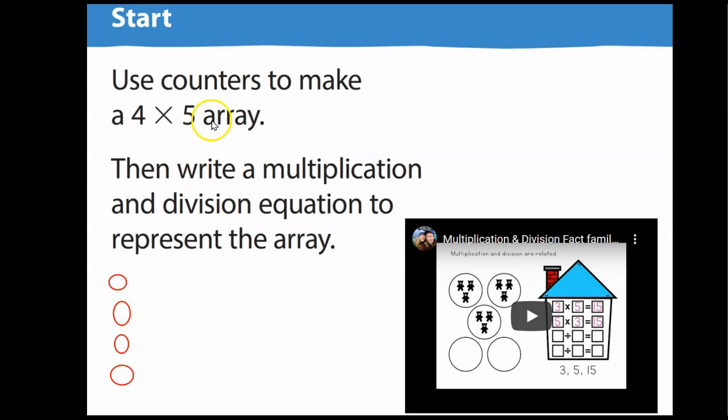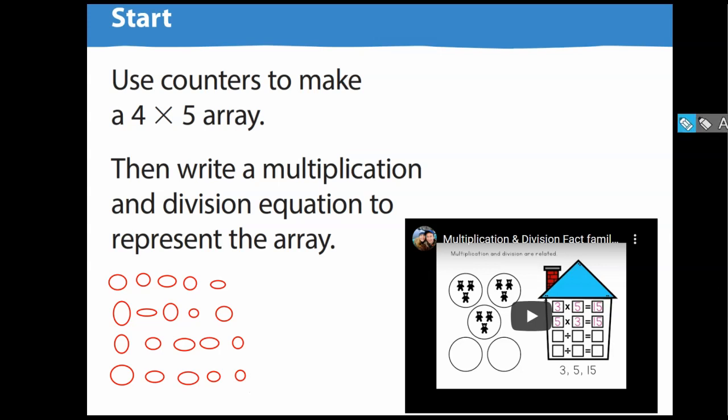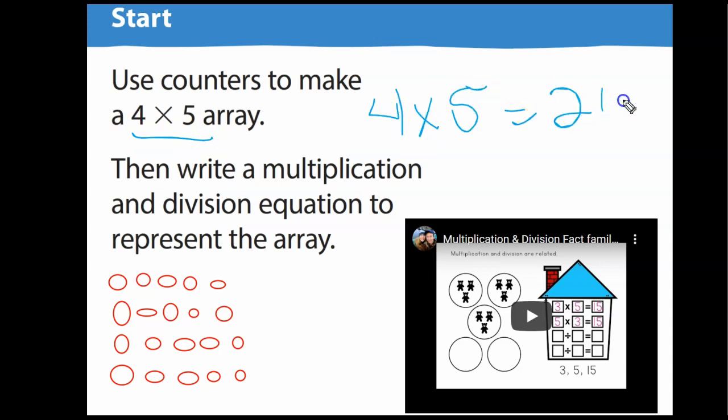And how many in each row? 1, 2, 3, 4, 5. 2, 3, 4, 5. 2, 3, 4, 5. Now what's going to be my multiplication equation? 4 times 5. Yeah, I already have that. 4 times 5, which is 20.